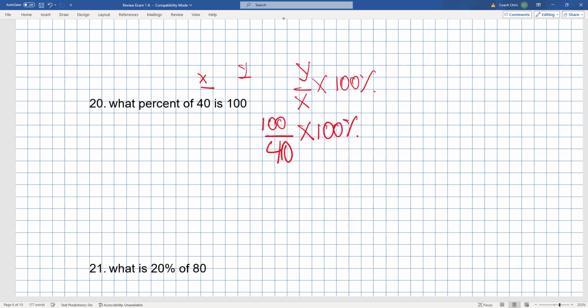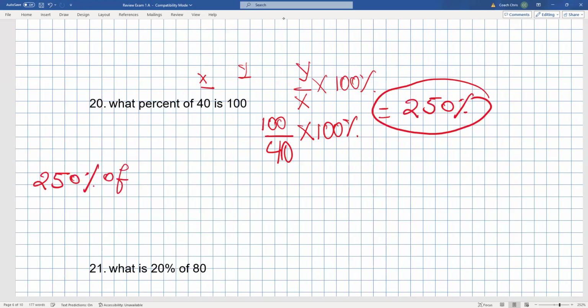So I'm going to do 100, multiply by 100, and whatever you got, divide that by 40. So once you do that, now you have 250%. So 250% of 40 equal 100. So let's check. Let's check. 250% of 40. So we're gonna verify if it's gonna give us 100.